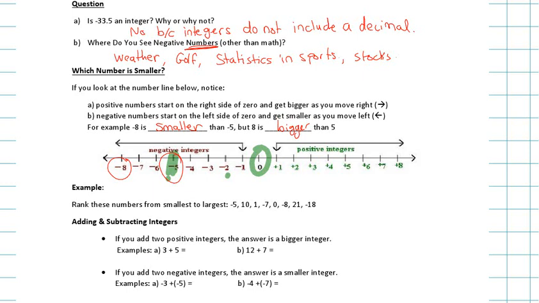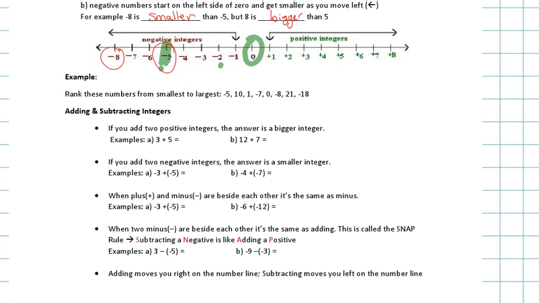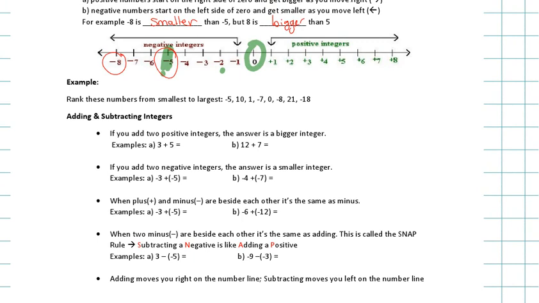I don't like calling it smaller. It is smaller, because which one do you owe more? If you owe $10 or you owe $5, which one are you more in debt? You owe more. You're more in debt. So which one is colder? Negative 10 or negative 5? You're moving down, like you're digging underground.